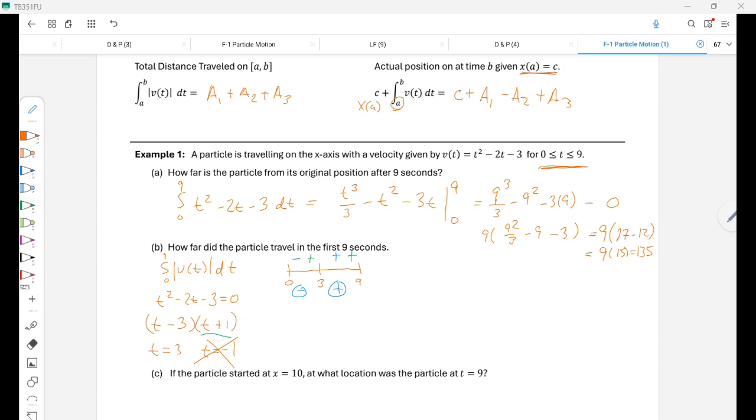So that integral, the absolute value from 0 to 9 of v of t dt, is actually equal to the integral from 0 to 3 of v of t, so I'll do t squared minus 2t minus 3, plus the integral from 3 to 9.